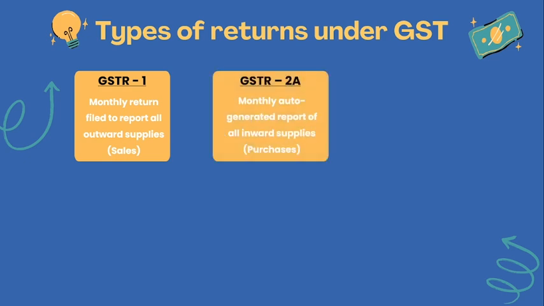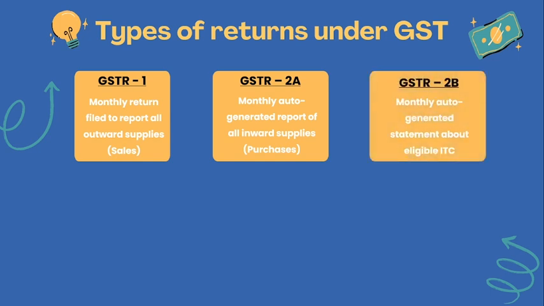Next is GSTR2A. It is an auto-generated view of all inward supplies, which is purchases made by a taxpayer during a particular month. It is generated from the supplier's GSTR1 or GSTR5 and GSTR6 filings. GSTR2A is updated daily, so it reflects real-time data of what your suppliers have declared. It helps businesses reconcile their purchases and verify that the GST paid by suppliers matches the input tax credit they intend to claim. However, it is just a reference and not a return you file.